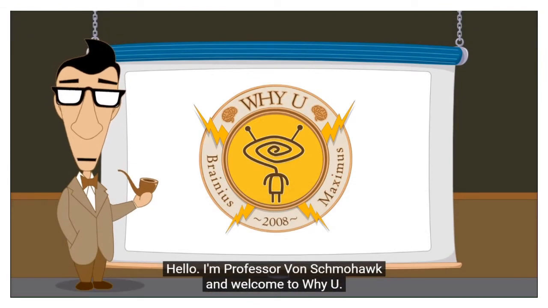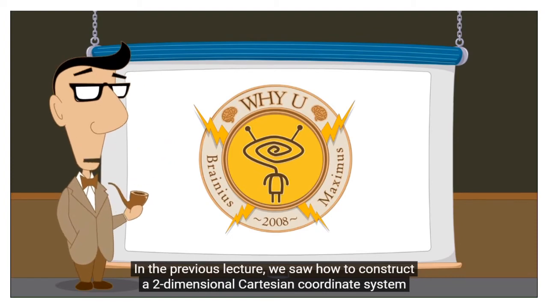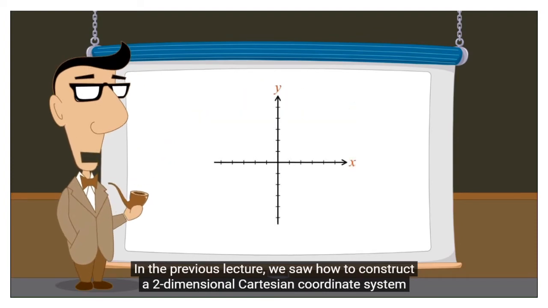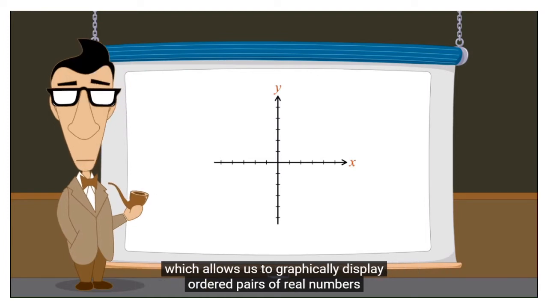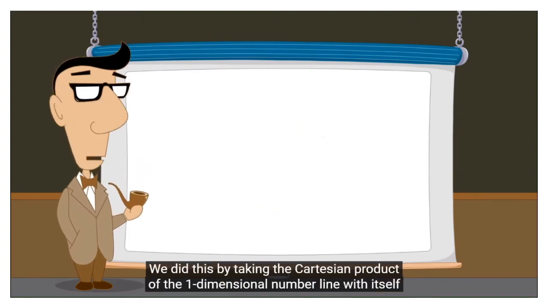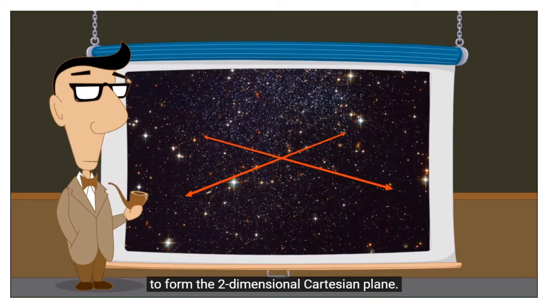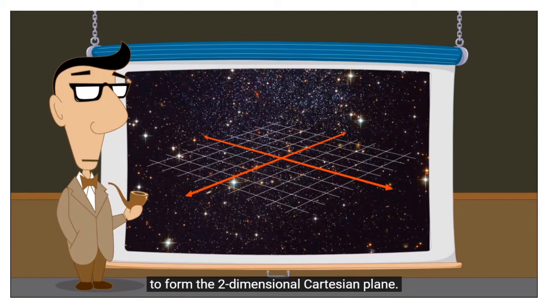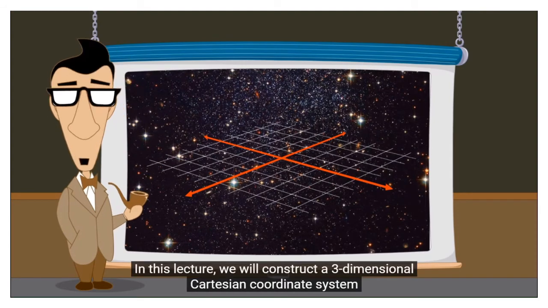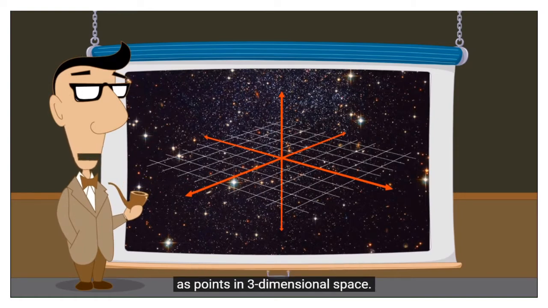Hello, I'm Professor von Schmohawk and welcome to YU. In the previous lecture, we saw how to construct a two-dimensional Cartesian coordinate system which allows us to graphically display ordered pairs of real numbers or sets of these ordered pairs as points in a plane. We did this by taking the Cartesian product of the one-dimensional number line with itself to form the two-dimensional Cartesian plane. In this lecture, we will construct a three-dimensional Cartesian coordinate system, which will allow us to display ordered triples of real numbers as points in three-dimensional space.